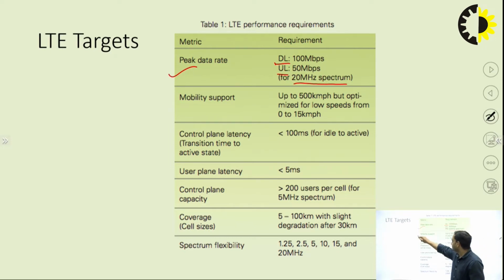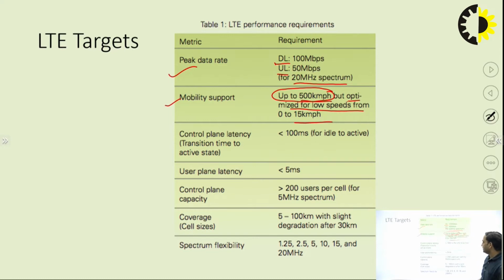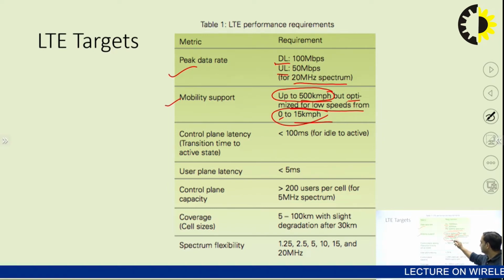Then the mobility support: it also supports the mobility scenario of 500 kmph, the maximum speed of the vehicle or the subscriber, but it has to be optimized for speeds from 0 to 15 kmph. So this is the maximum theoretical value which is expected, but in real life, for low speed, when it is a standstill, then 0. When there are pedestrian subscribers, then it is expected to be 15 kmph.